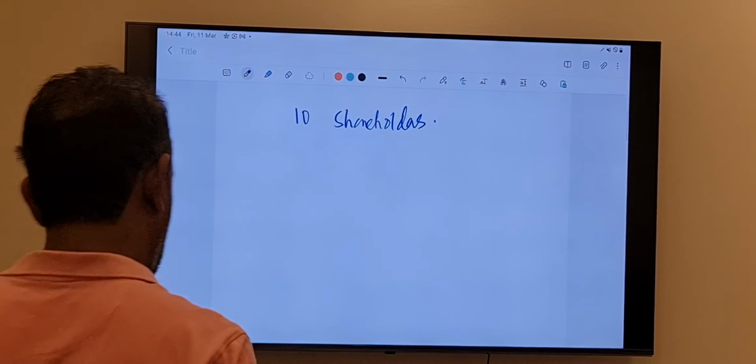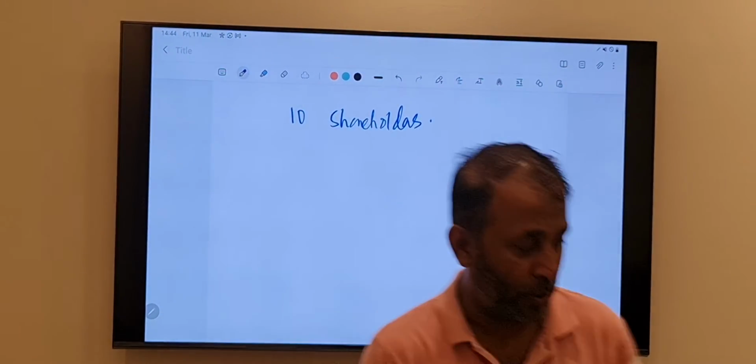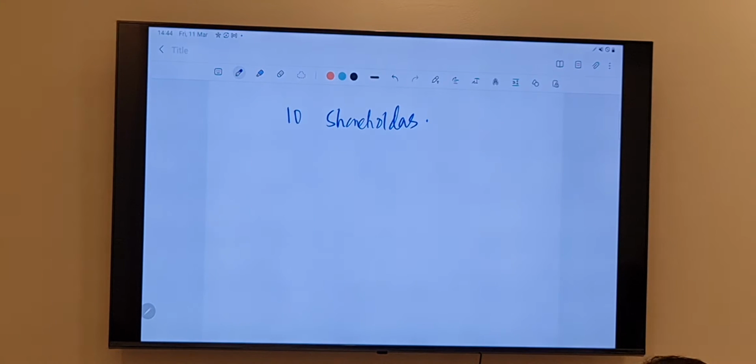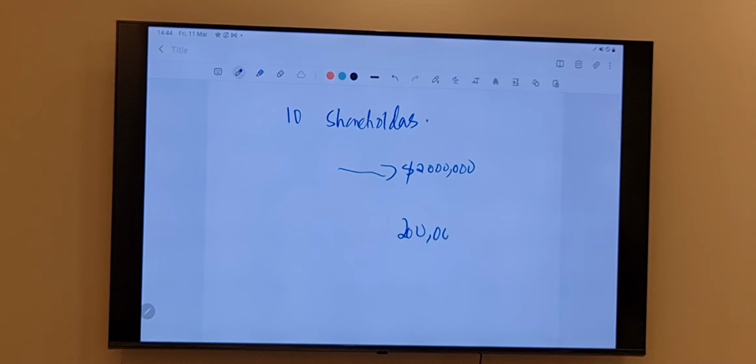Yeah. So we have 10 shareholders. Now these 10 shareholders, the available capital, let me say, for example, $2 million. So each shareholder, the capital will be approximately 200,000. So our business should be floating around the 2 million capital, isn't it?